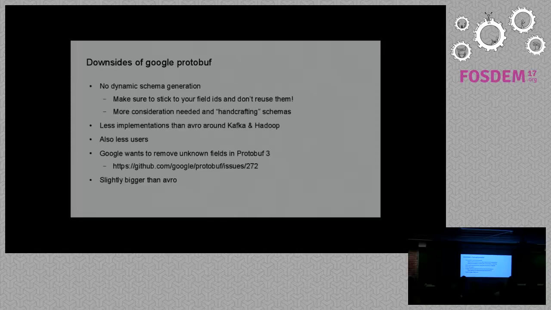A big issue is that Google kind of wants to remove these unknown fields in Protobuf 3. There's a very long discussion now going on in the related issue on GitHub. And one more thing is that Protobuf messages usually are 1 or 2 bytes larger than Avro messages. Nowadays, I don't think that's a really big deal, but for some people that is an important factor.